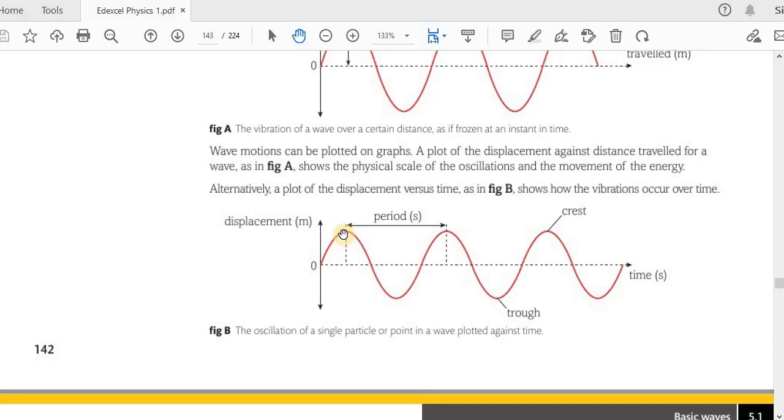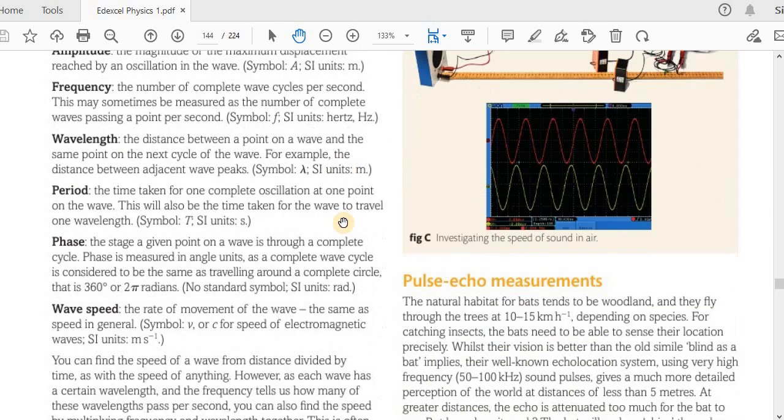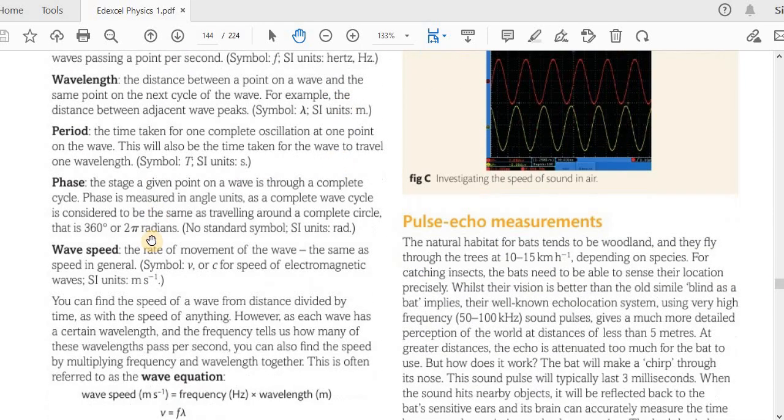We can see more details, but now I think you understand phase. You would not have seen that in the O-level class. Again, let's quickly read this. Phase is the stage a given point on a wave is through a complete cycle. Phase is measured in angle units.